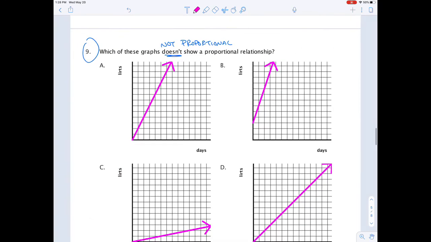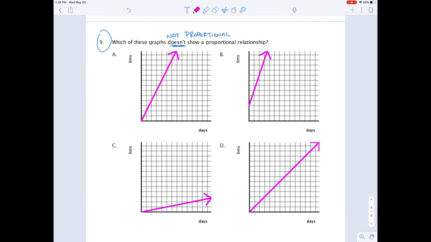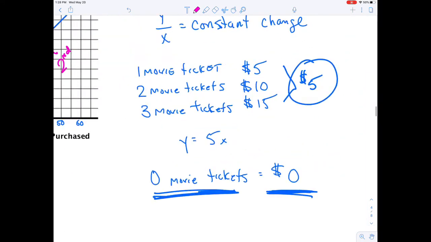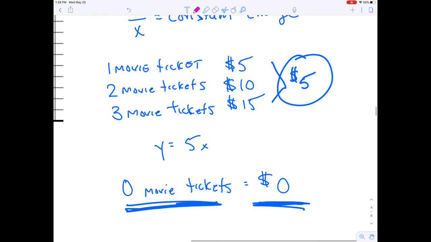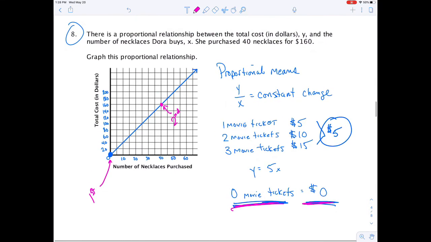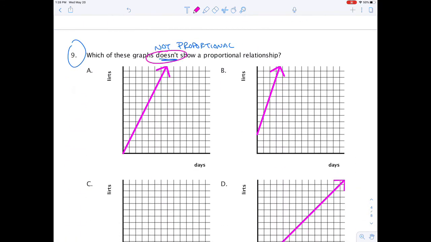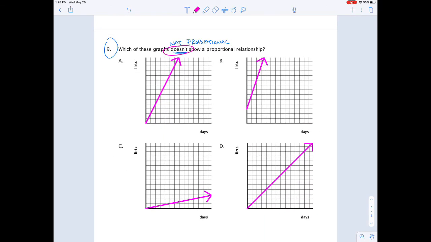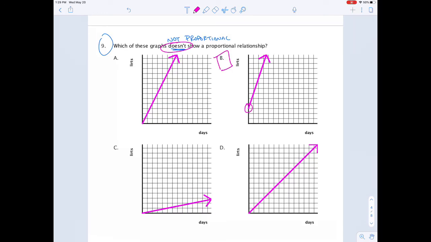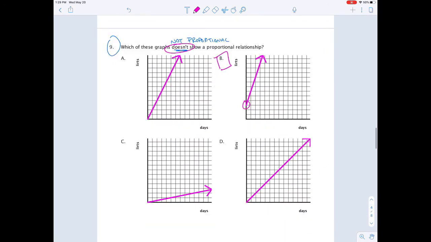Question number 9 asks, which of these does not show a proportional relationship? So which one fails those two criteria? The criteria was it's always the same, which only means that our line goes in a straight line. It's not curvy, it doesn't bend, it doesn't change, it's just straight. And which one goes through the origin. So over here, we're looking for which one doesn't do that. So go ahead and make your choice. And good. Choice B is not proportional. Choice B is not proportional because it misses the origin by going, it looks like, 3 spaces above.